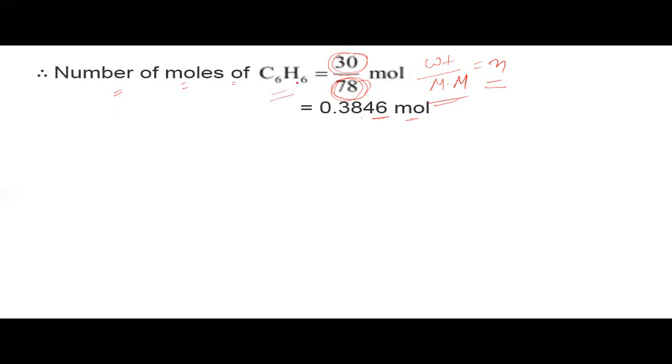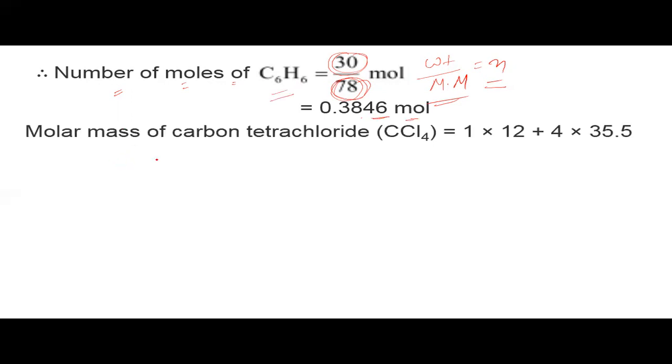Now, the molar mass of carbon tetrachloride is, here 1 carbon atom, and the mass of carbon atom is 12. Here are 4 chlorine atoms, and the mass of each chlorine atom is 35.5. When we calculate, the value comes to be 154.